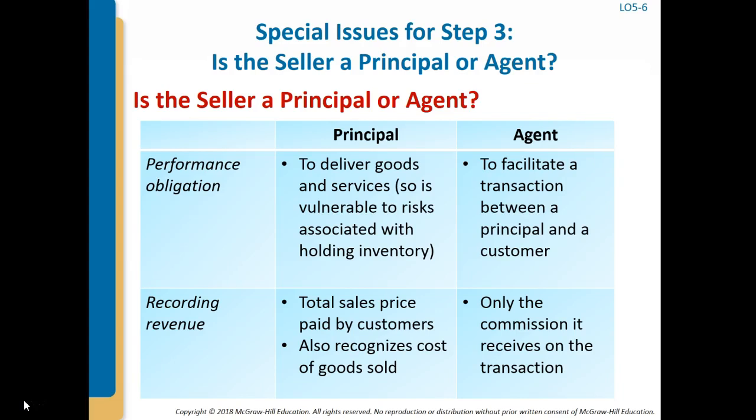If the company is a principal, it records revenue equal to the total sales price paid by customers. It also records cost of goods sold equal to the cost of the item to the company. But if the company is an agent, it records as revenue only the commission it receives on the transaction.